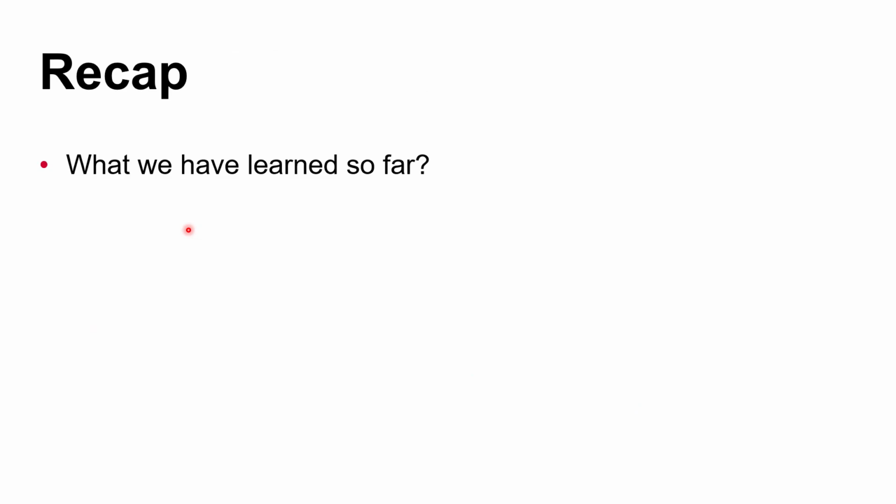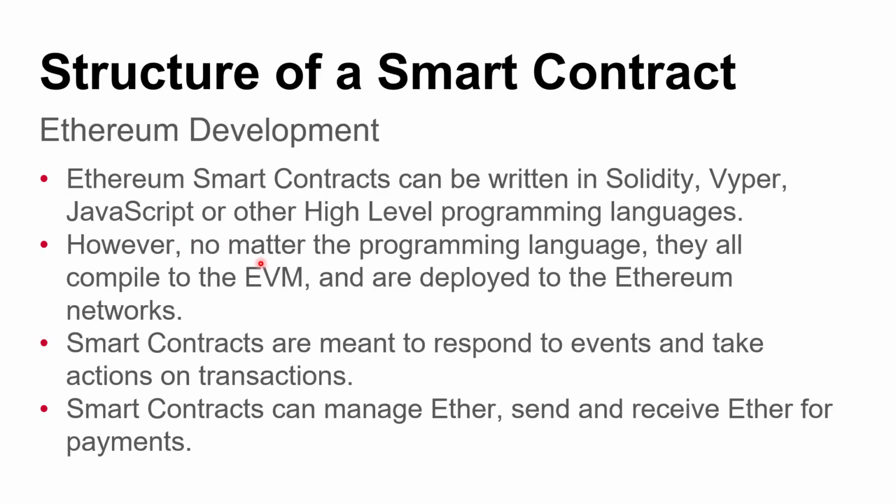So what we have learned so far: we learned about smart contracts, executing smart contracts, developing them, and the Remix development environment. We learned about public and private blockchains, the blockchain network. We learned about Ethereum and its structure. So now we're going to talk about smart contracts.